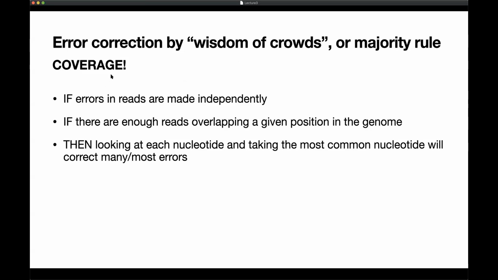This is where the measure of coverage becomes very important. So if we assume that when the sequencer outputs DNA, the errors that it makes are independent, right? So they're not going to depend on where in the sequence you are or which bases you're sequencing. And by and large, this is not an unreasonable assumption. And if there are enough reads overlapping a given position in the genome, called coverage, then looking at each nucleotide and taking the most common nucleotide will correct most errors.